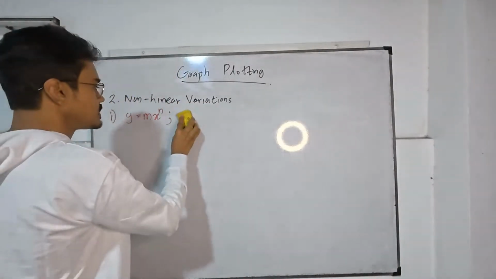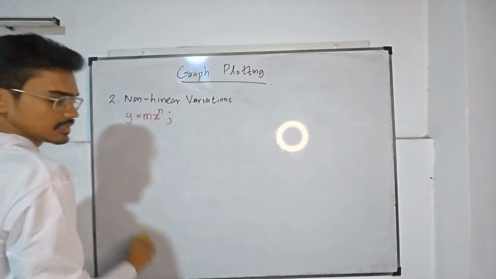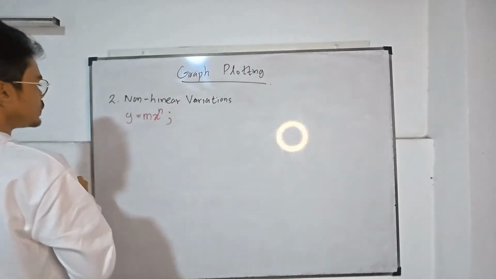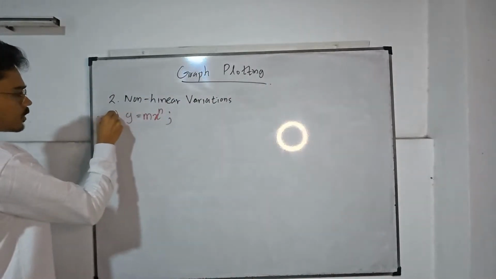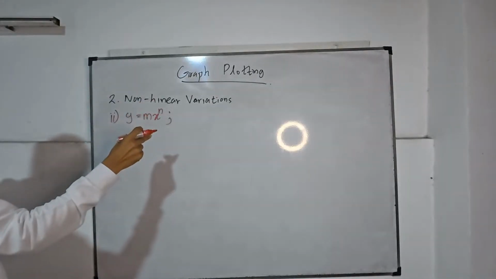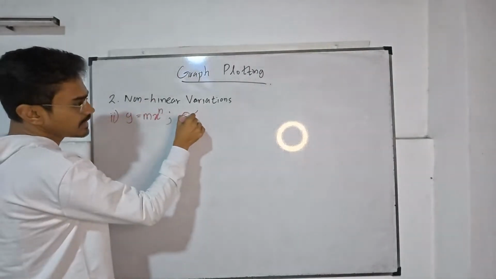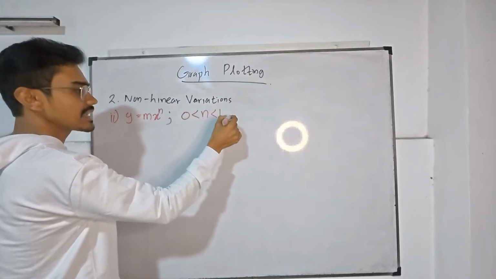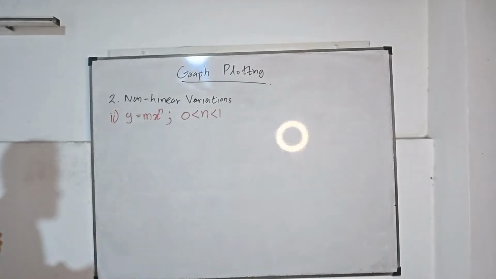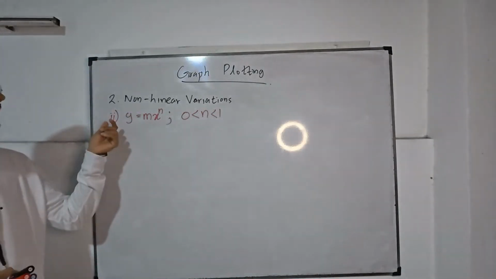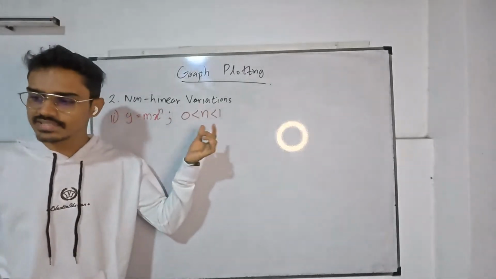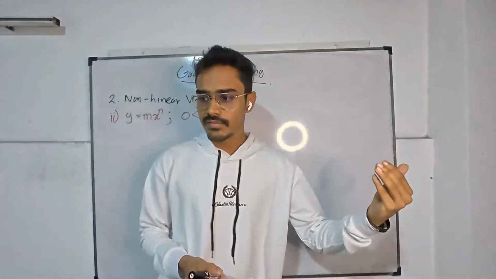And second type, take down Roman number 2. Roman number 2, y equals mx to the power n, when n is greater than 0 and less than 1. Take this down. Y equals mx to the power n when n is between 0 and 1.